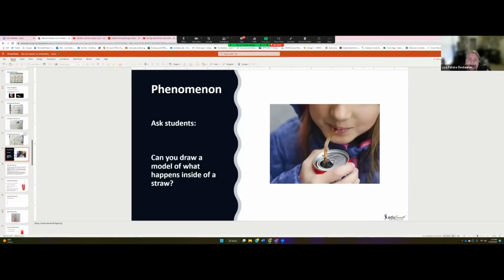So this is a phenomenon where we're going to experiment with a demonstration. Because you don't have the materials in front of you to do this yourself, I'm just going to do a demo. And then, of course, with your students, you can set this up for them to do it on their own. We're going to talk about making a model of what happens inside of a straw when you drink something.